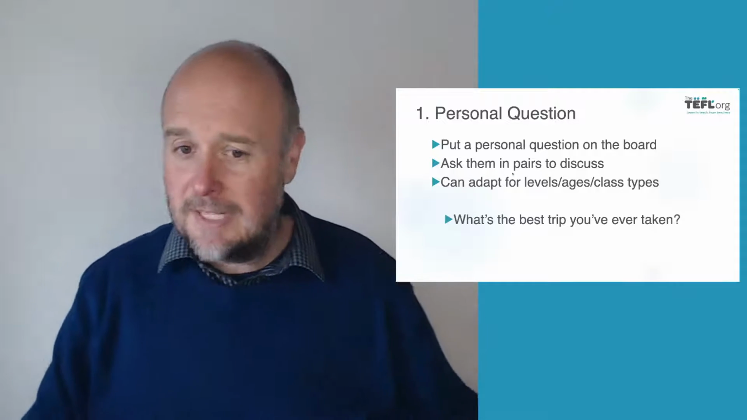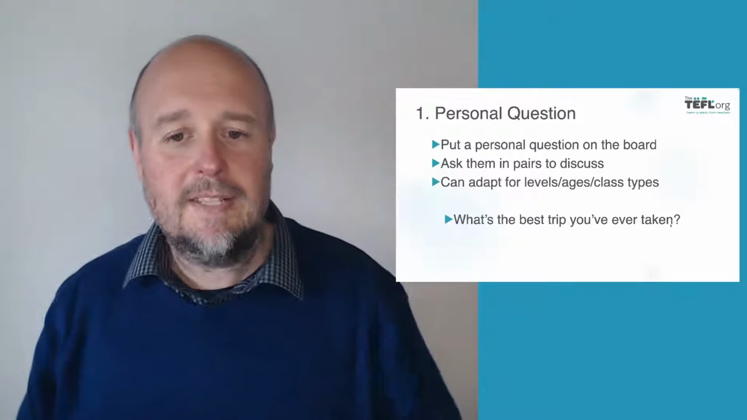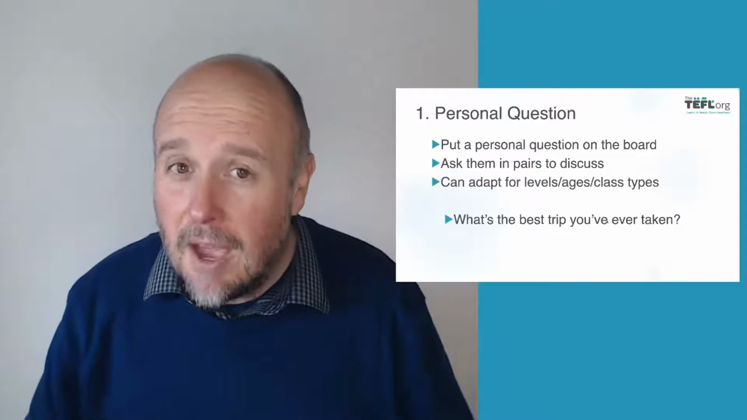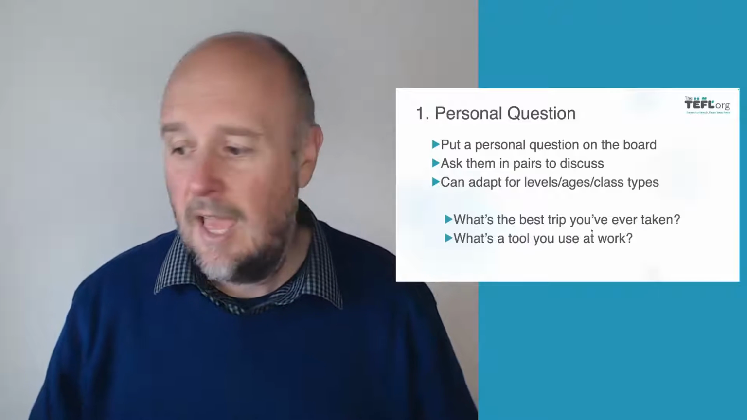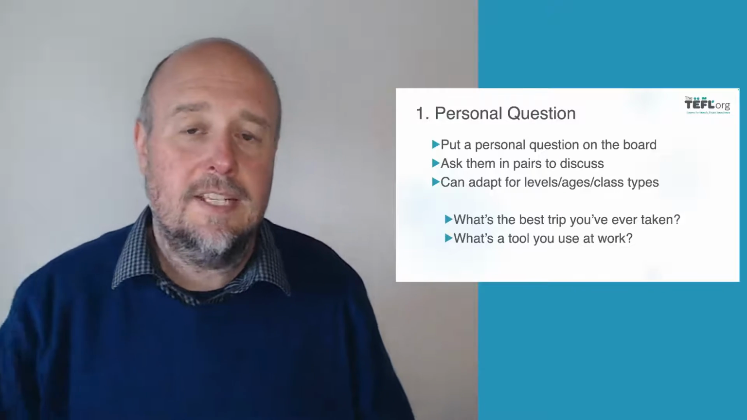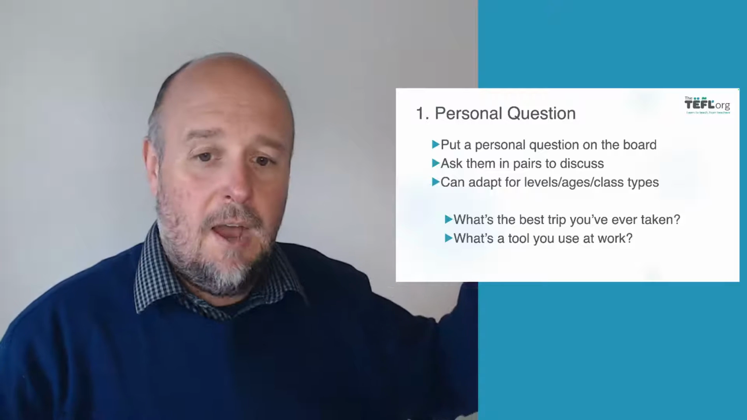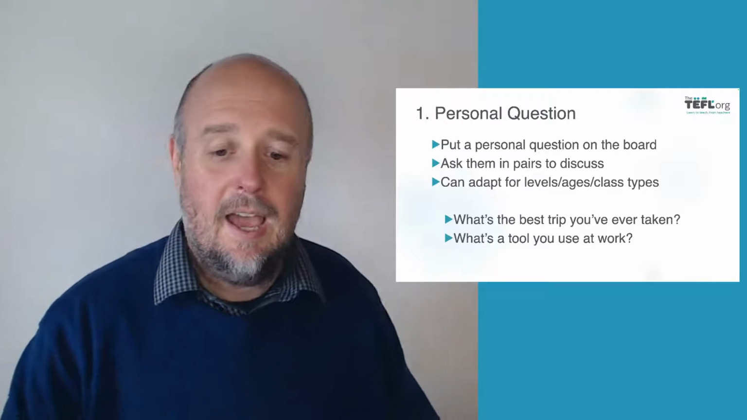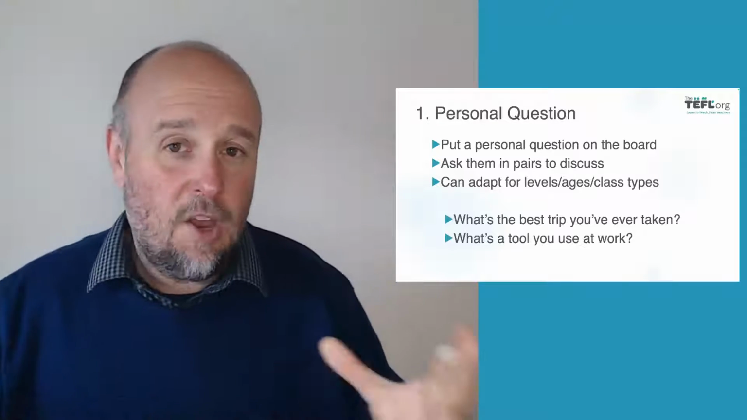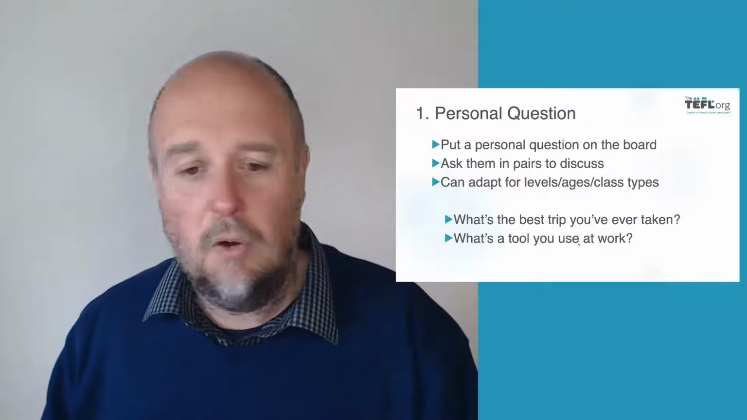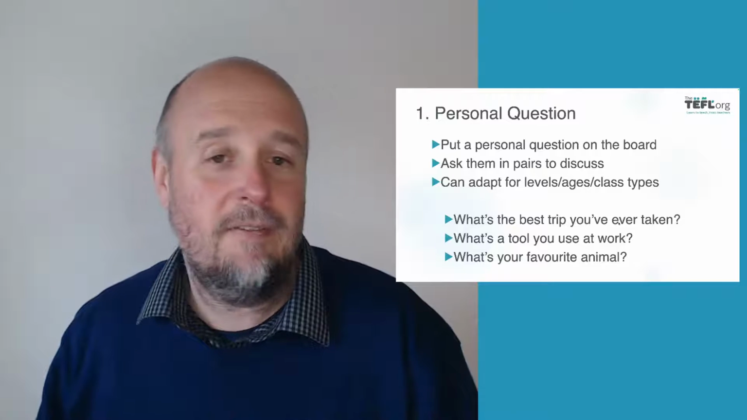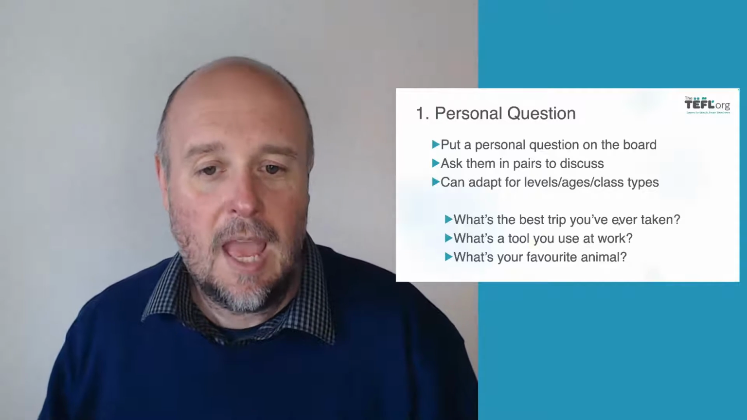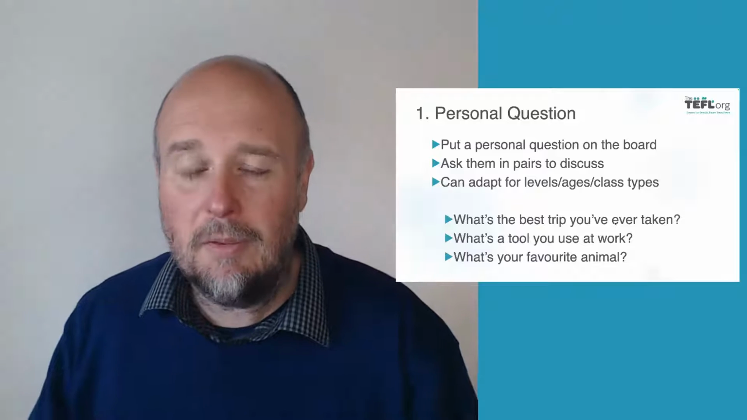So some examples. What's the best trip you've ever taken? Here you're looking at present perfect and vocabulary for travel. Just some ideas there. What's a tool you use at work? This could be business English. What's a tool you use in your company? If you're going to talk about things in the office, something like that. All these things could be adapted for different levels and different ages. What's your favorite animal, if you're talking about kids? So really, really simple, and probably the one that I personally use the most.